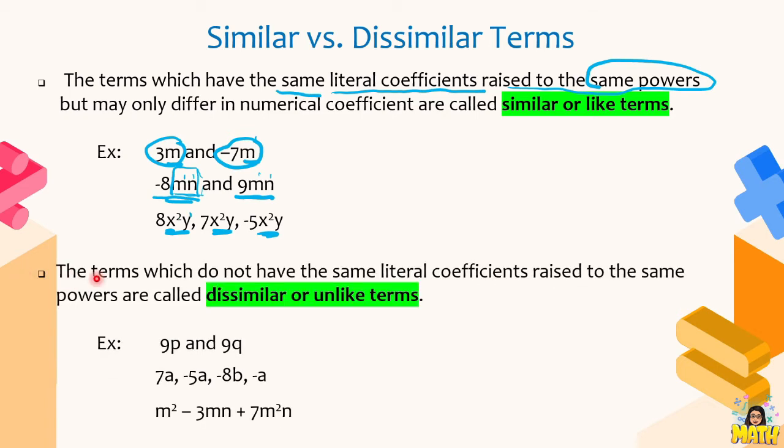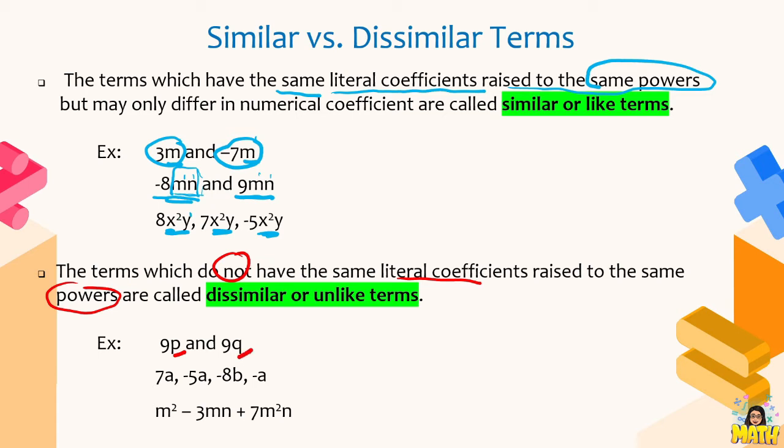While dissimilar terms are terms which do not have the same literal coefficients raised to the same powers. Obvious naman, kung hindi sila magkapareho ng literal coefficient at hindi rin sila raised to the same power. Tulad nito, 9p and 9q. Although pareho ang kanilang numerical coefficient, we do not look to that. Ang tinitingnan natin is yung literal coefficient. This one is p, this one is q.